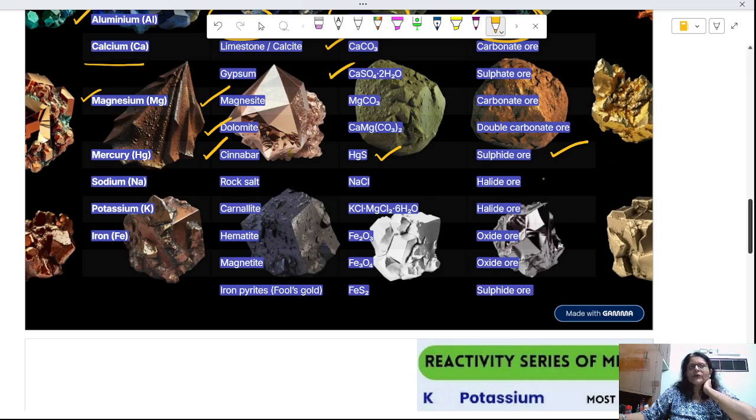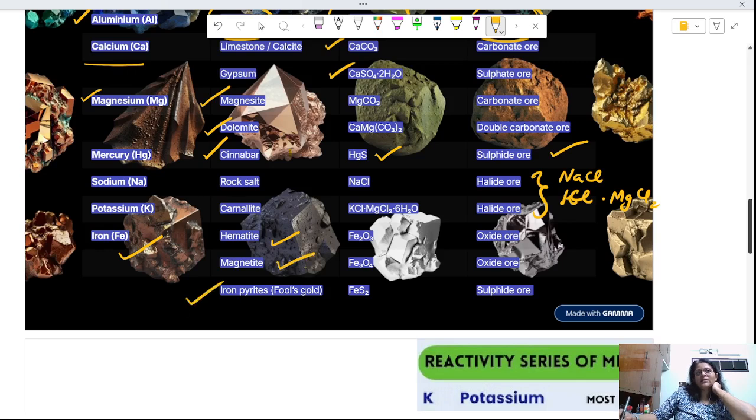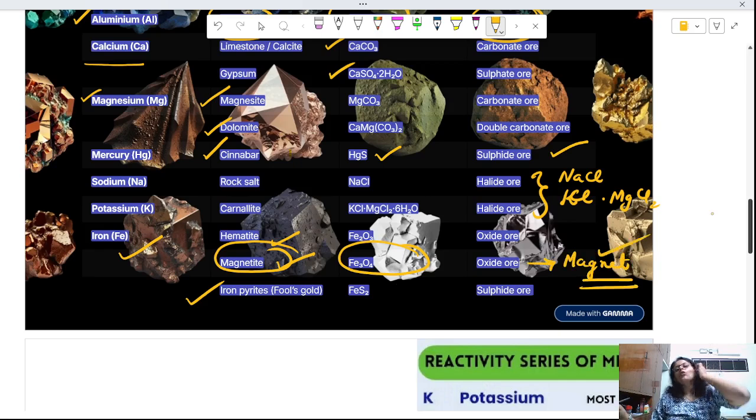Then sodium, potassium: usually you get sodium as NaCl. You have known about it. And potassium you can see as KCl. Along with MgCl2, it is present in carnallite ore, that stone. It is a halide stone. And for iron, hematite is there, magnetite is there, and iron pyrite is there. But do you know what magnetite is? Fe3O4 is actually the magnet that we use, no? It is the magnet itself. Okay.